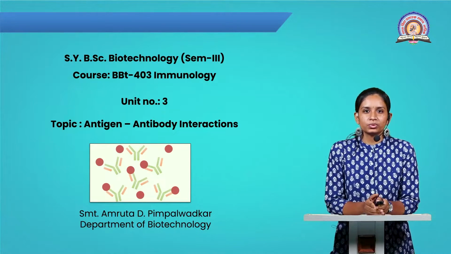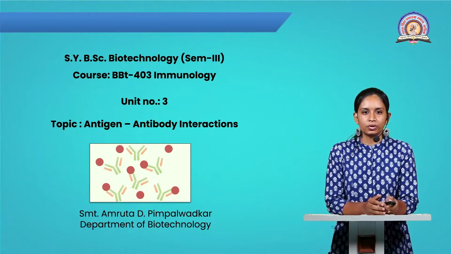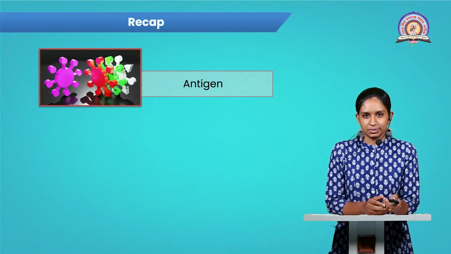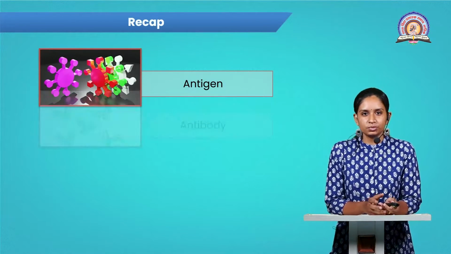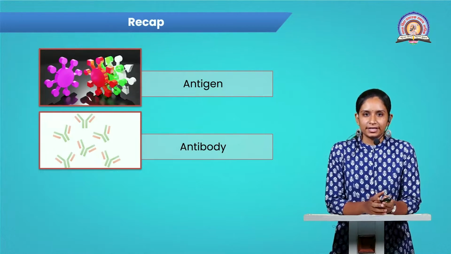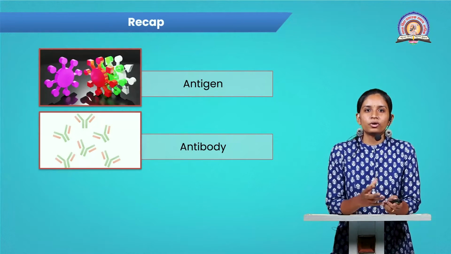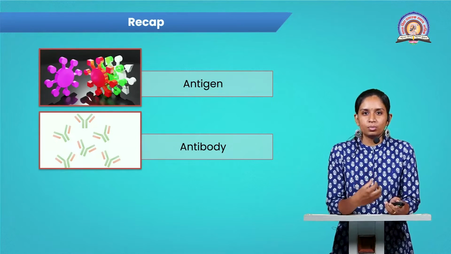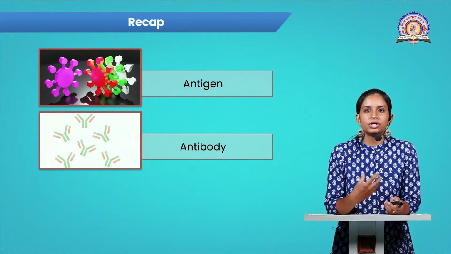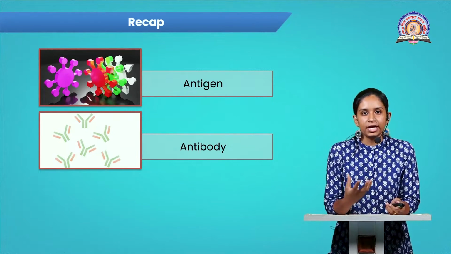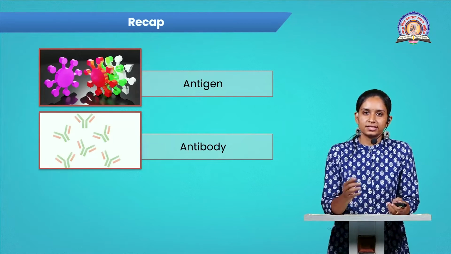Today we are going to discuss one topic from our immunology course, that is antigen and antibody interactions. So before going to our topic, first we will see a few basic concepts. First one is the antigen molecule. So what is antigen? It is basically any foreign particle that enters your body, and your immune system recognizes it as foreign and mounts an immune response against it.